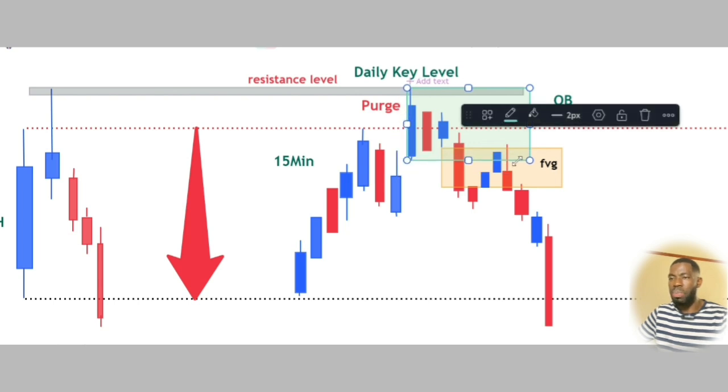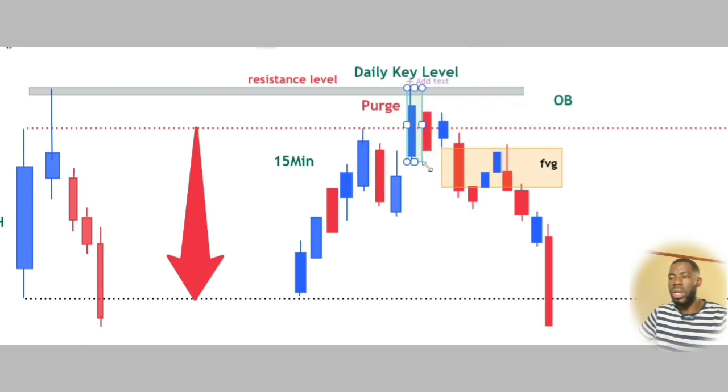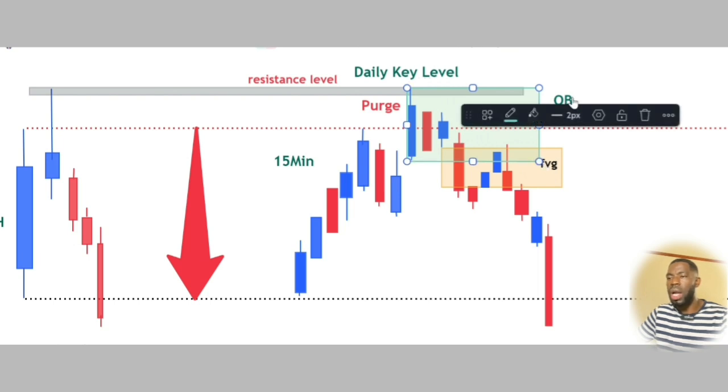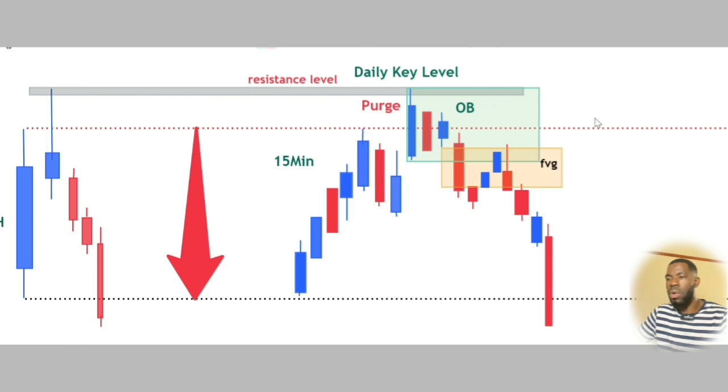Okay, the last bullish candle before the price started reversing. This is the last bullish candle before the price started reacting to the downside. So that would be our order block. Okay, so we stretch it and we mark it out. This area is sensitive for selling.